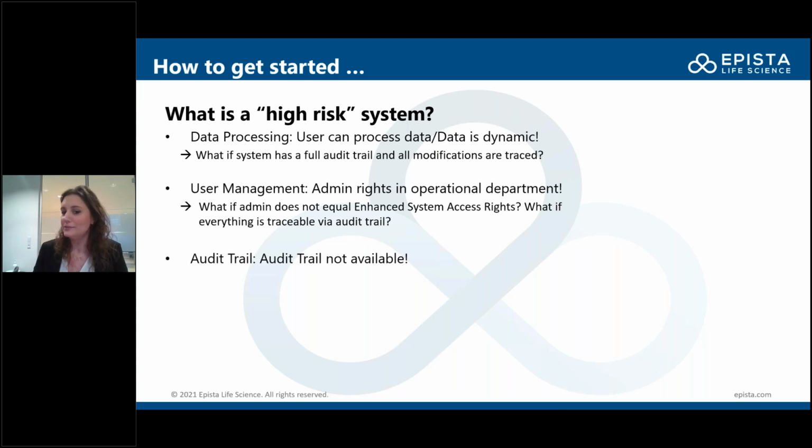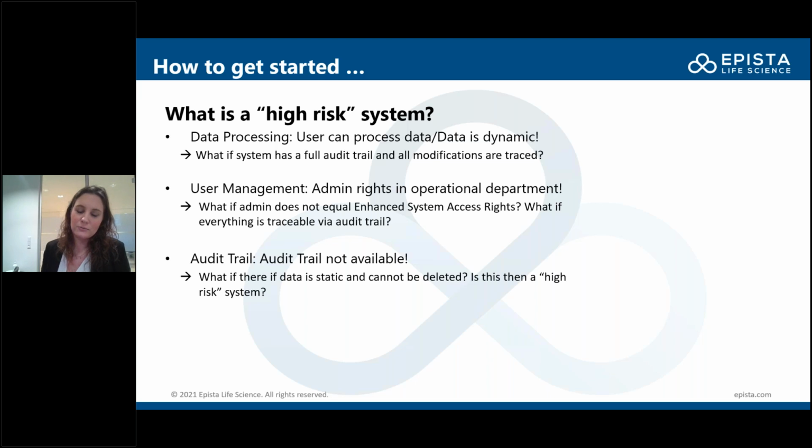When going into that, we're talking a lot about audit trails. So clearly some people say, well, I have a system that does not have an audit trail. So then that system must be high risk, right? Again, the question is, well, what if your data is static? If there's actually no real way to interact, modify, or change your data, if you can't delete it, is it then really, even though it does not have an audit trail, your high-risk system, or are there other systems you should be looking at first?